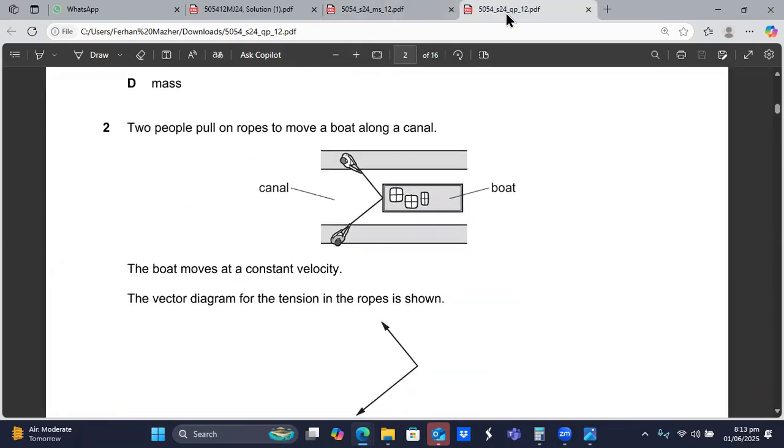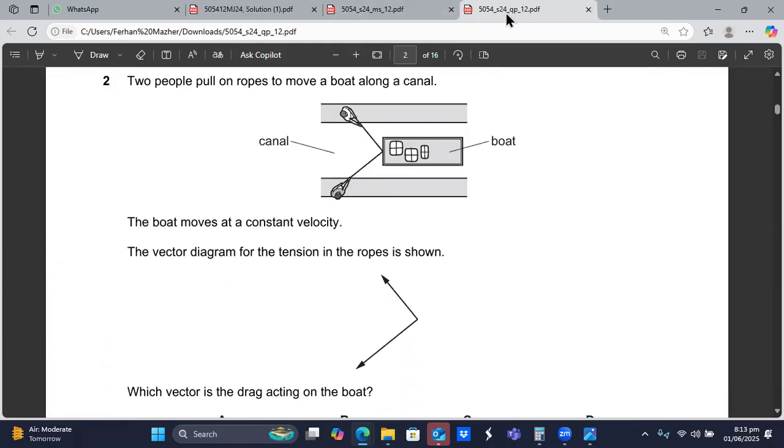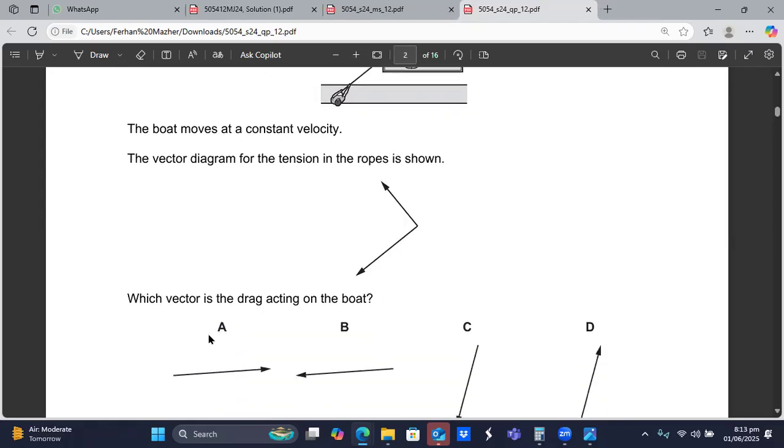Question number 2 is showing up on your screen. It says two people pull on ropes to move a boat along a canal. So these are 2 people, and they are pulling this boat along this canal. The boat moves at a constant velocity. The vector diagram for the tension in the ropes is shown. Which vector is the drag acting on the boat?